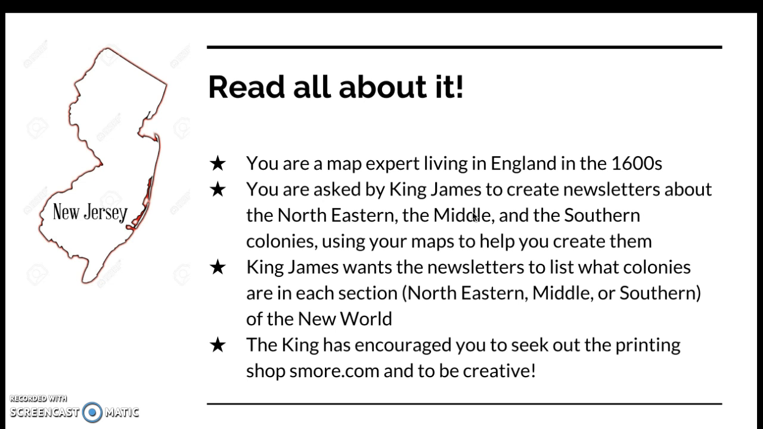So in our first activity called Read All About It, the students are map experts living in England, and they're commissioned by King James to create newsletters about the New World. Since you're a map expert, you have your maps in front of you to help you create them. So I would just have large maps with each region highlighted, and each region would have the colonies in them, and the colonies would be labeled so that children would have information in front of them. And this is to reinforce their knowledge of what colonies make up the groups.